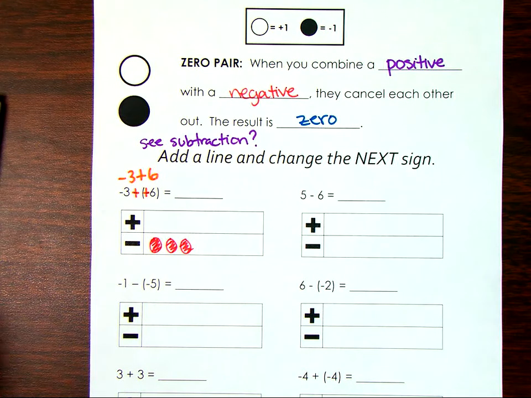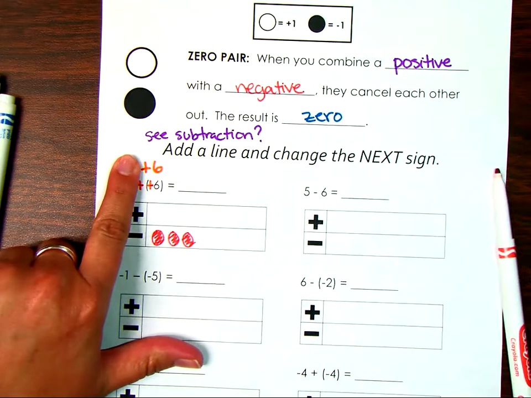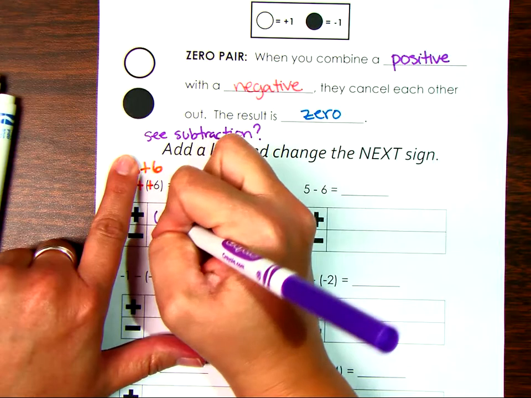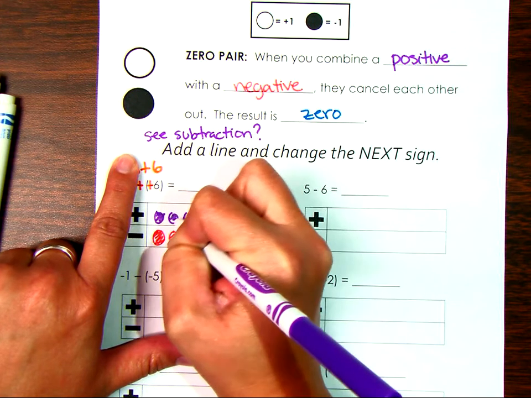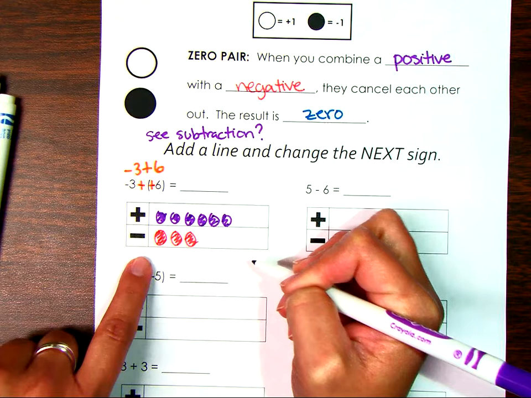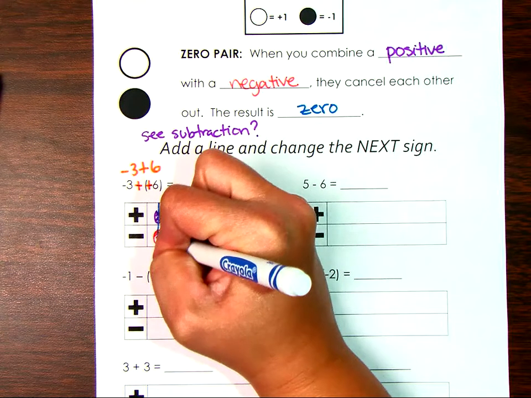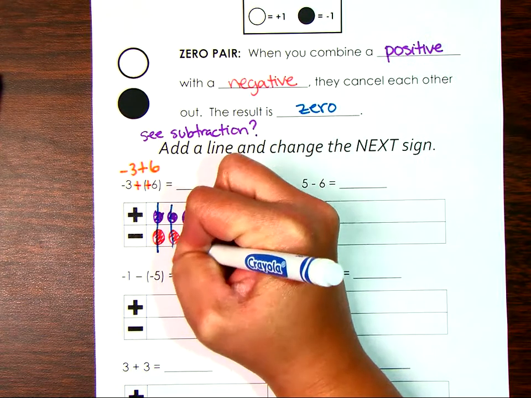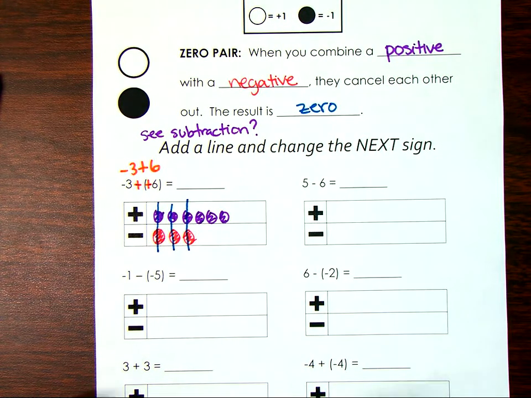That tells me to first put 3 negatives on my board, and now I have 6 positives. 1, 2, 3, 4, 5, 6. When I do this, I want to line up my integer counters together because I want to create the 0 pair. Positive and negative make 0, a 0 pair. Positive and negative cancel out. And by doing this, I can physically see that what's left on the board is my answer.